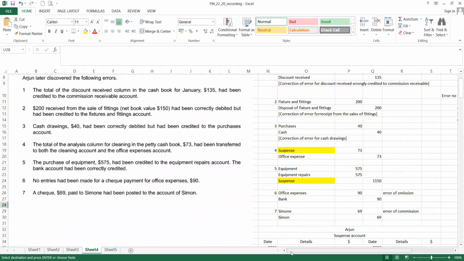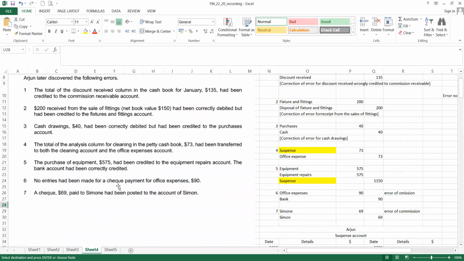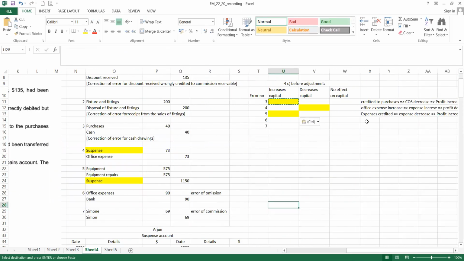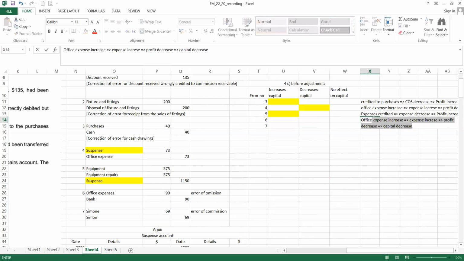Next is that on 6, no entry has been made for the cheque paid for. That means office expenses understated. Expenses understated. So expenses understated, profit will be overstated. Profit overstated, capital overstated. Overstated means the increase.